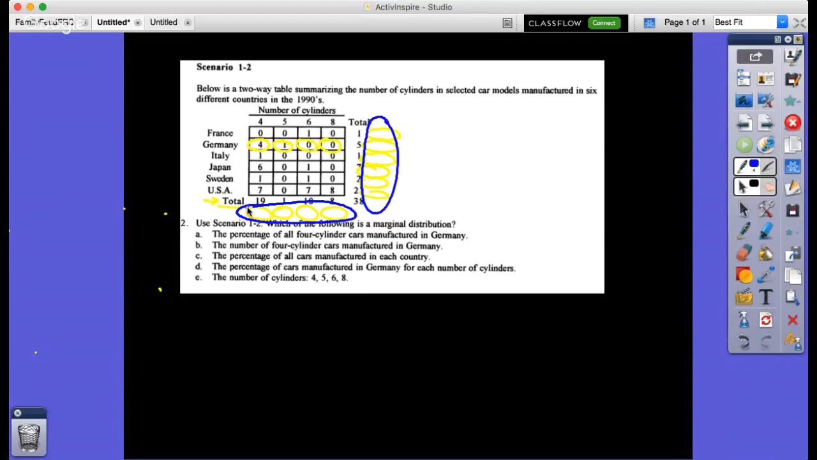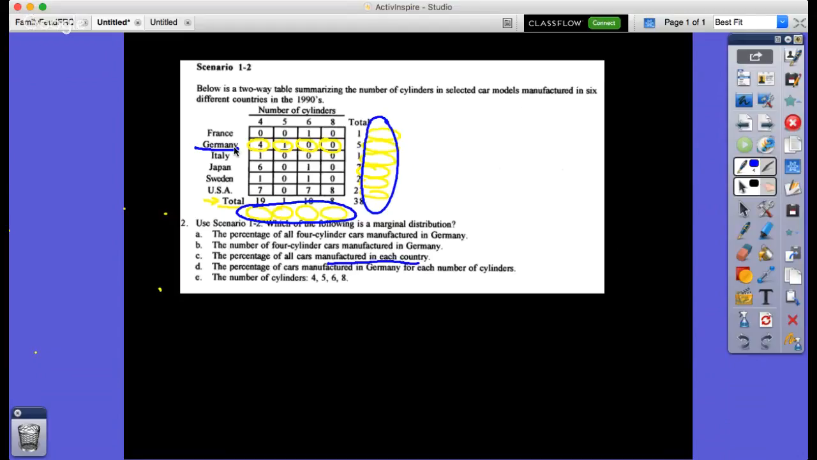When we talk about a condition, it seems as though C says manufactured in each country, but really that's just the total that's there. If I said, what percentage of the number of cylinders are in Germany, now I'm focused on one thing, that would be our conditional. So with our marginal, we can think total on either the right or bottom side.